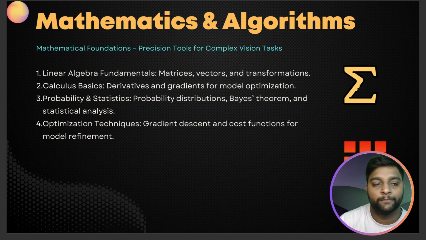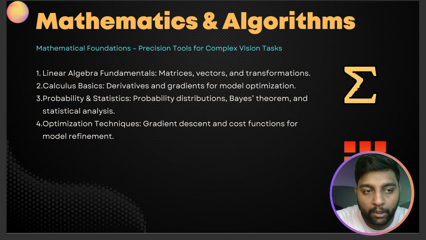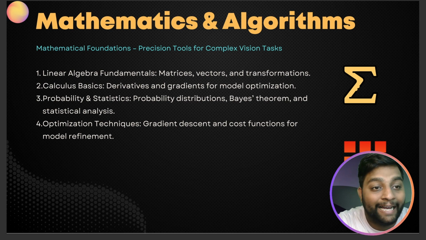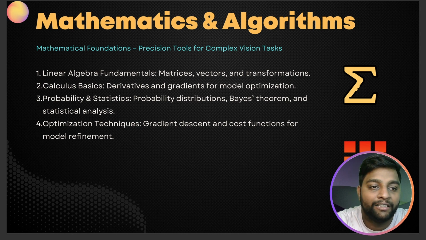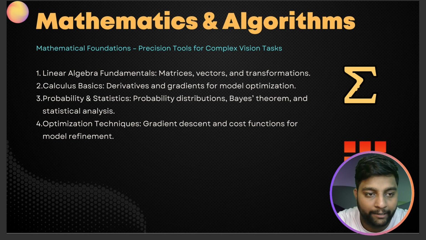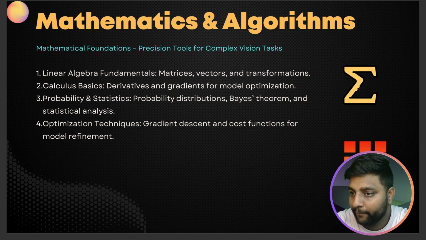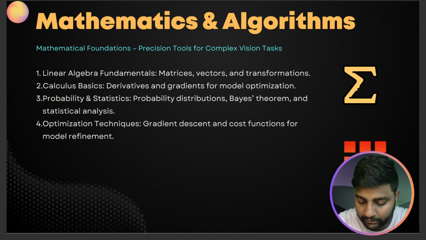Mathematics and algorithms. Some basic mathematics is important here. Linear algebra fundamentals, calculus basics. You need to know calculus and the basics: what vectors, matrices and their transformations are. Probability and statistics: probability distribution, bias, variance, theorems and statistical analysis. These are all important. Optimization techniques: there are different optimization techniques, gradient descent and cost function for model refinement. You need to know all about this.